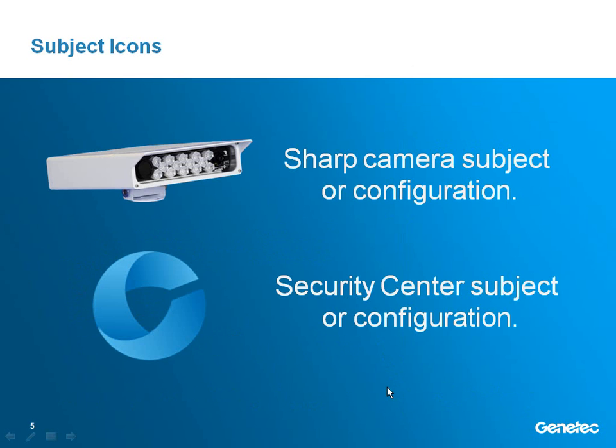Now, as we'll be covering subjects on multiple systems, keep an eye on the top right corner of the screen. If we're doing something that relates to the Sharp camera, you'll see an icon of a Sharp. If we're working on the Security Center system, we'll have the Security Center logo up there.